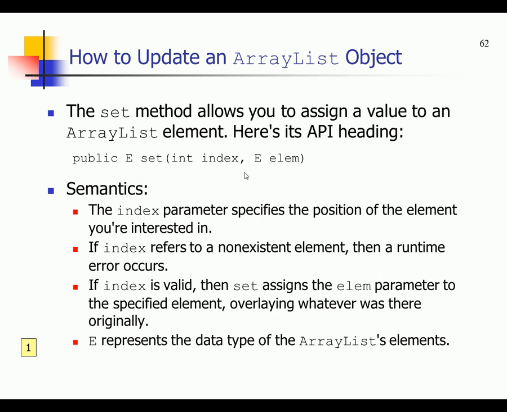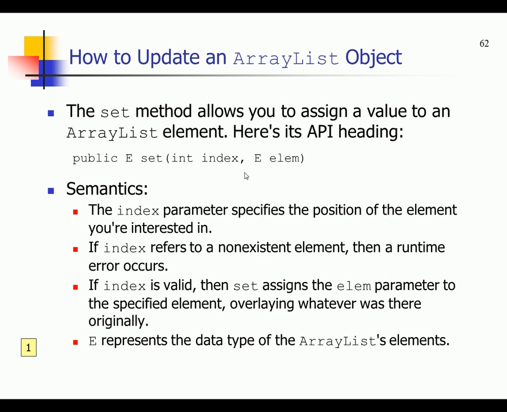The set method allows you to set something at a current position, so you can actually overwrite a position. I could say at element 0, colors.set(0, purple). Then whatever is at position 0 is now purple. So the index parameter specifies the position, and then the element is what you're actually giving it.